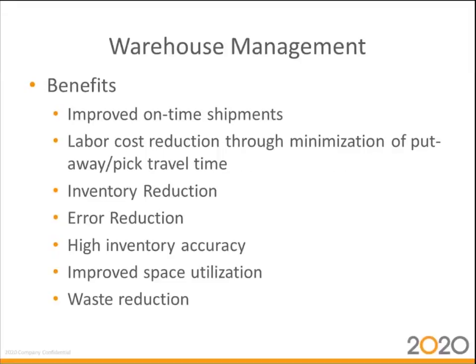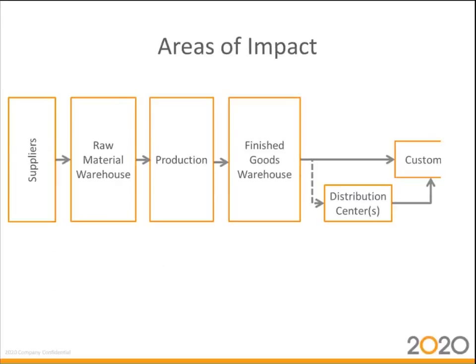The expected benefits from this module are to improve on-time shipments, reduce labor costs by simplifying and minimizing travel time, for example, reducing inventory because of reduction in waste and errors, and improved inventory accuracy, improving space utilization, and so on. In other words, the better you are at managing those materials, the more efficient, and therefore the less costly that process will be. So the areas of impact that are targeted are things like raw material inventory, finished goods, and if you have them, one or more distribution centers.